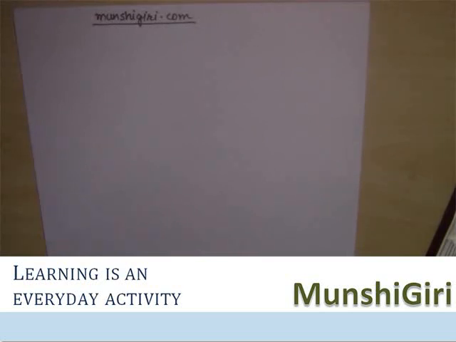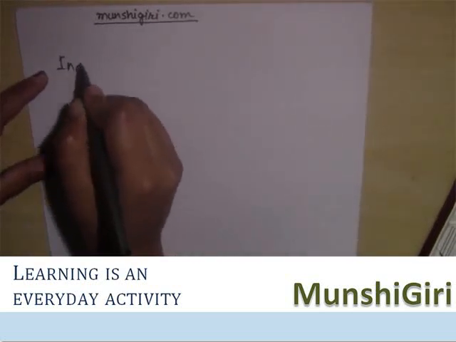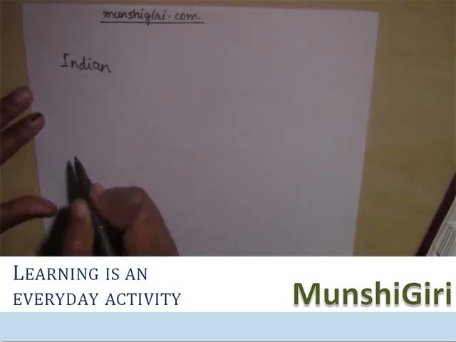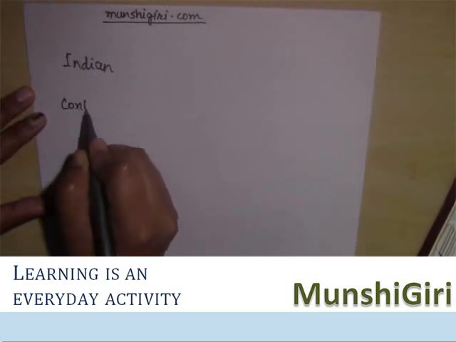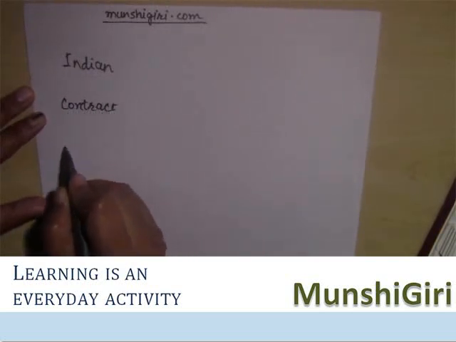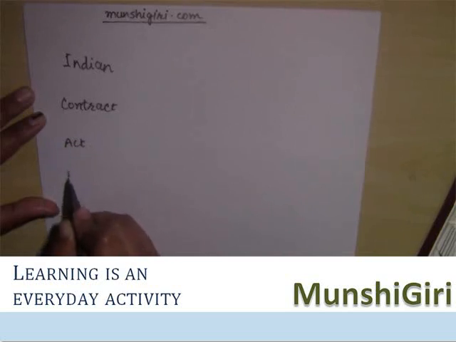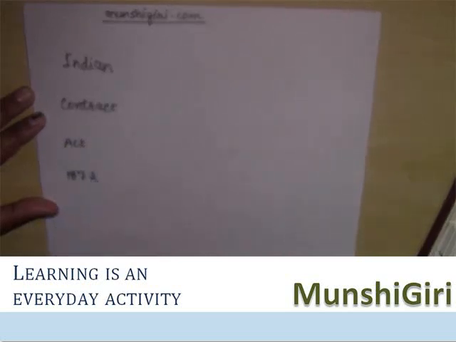In this tutorial, we'll talk about the Indian Contract Act 1872. In this part, we'll cover only the major definitions contained in the Indian Contract Act, and the rest of the act we'll be covering through other tutorials. So if you look at the Indian Contract Act, it contains three words. First is Indian, second is contract, and third is act, which is followed by a year, that is 1872.